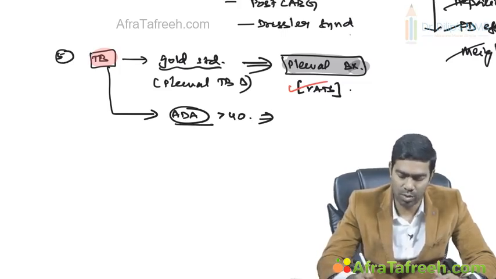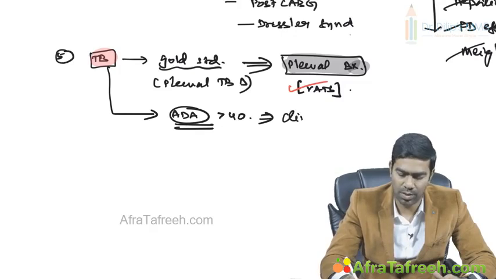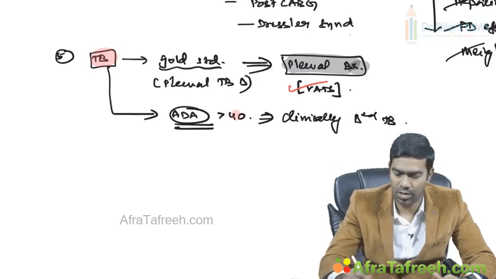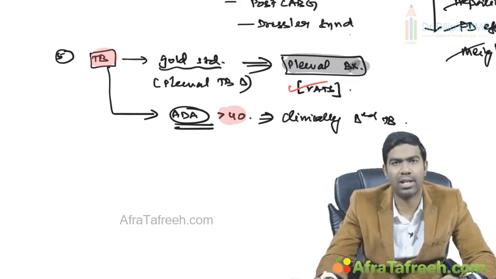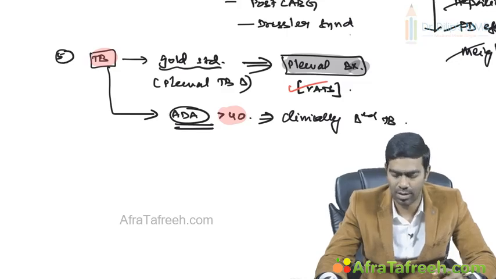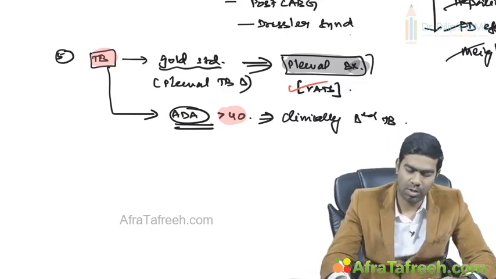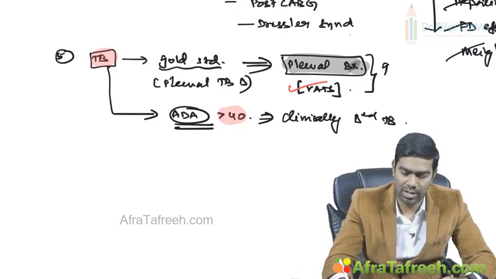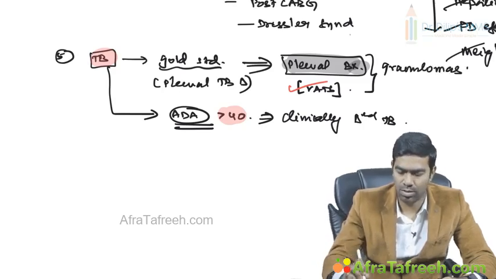If you diagnose through ADA, this is what we refer to as clinically diagnosed tuberculosis. Very, very important. Especially this 40 threshold is very good in countries like India, where you have a lot of TB cases compared to other parts of the world. And similarly, in the pleural biopsy, what you're going to look for is the characteristic caseating granulomas, or granulomas that show caseous necrosis.